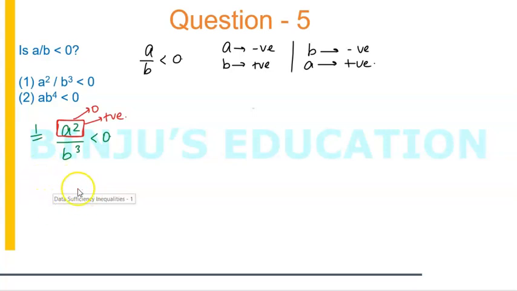So the only possibility as far as a square is concerned is that a square is positive. Now if a square is positive, you have a positive number, you are dividing it by b cube, and this is less than 0, which means this is a negative number. A positive number divided by b cube is negative. That will only happen if b cube itself is negative.